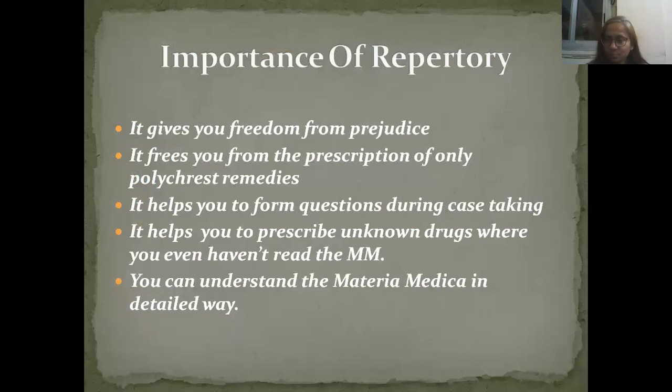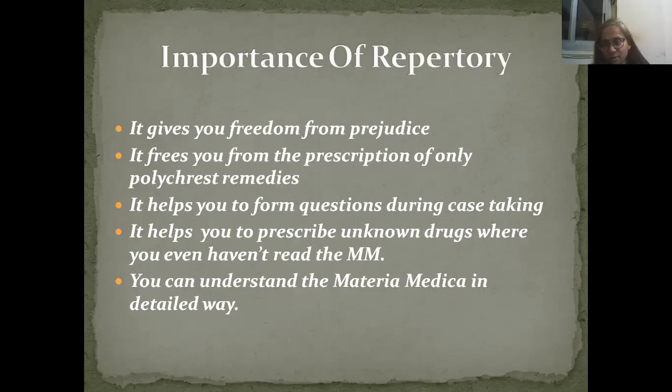So it is very important to use repertory on a regular basis. And what is the importance of repertory? Many things it solves for you. So there are many advantages. First and foremost, it frees us. It gives you freedom from prejudice. It frees us from our conventional thought process. It frees you from the prescription of only polychrest remedies.